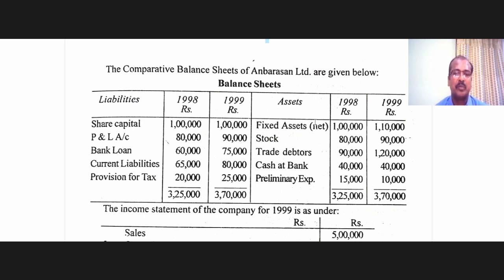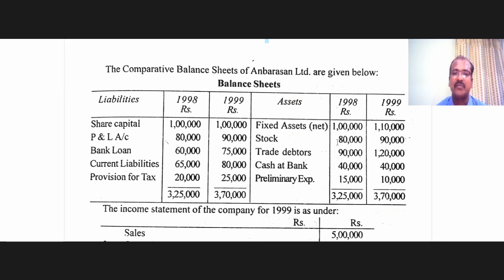Share capital, profit and loss account, bank loan, current liabilities, provision for tax are given. Among these items given in the liabilities, current liabilities are the only thing that should be taken over to the schedule of changes in working capital. For provision for tax, if there is additional information or adjustment to be done, we can prepare a separate ledger account. So better you keep it as a non-current liability. So take current liabilities alone to schedule of changes in working capital.